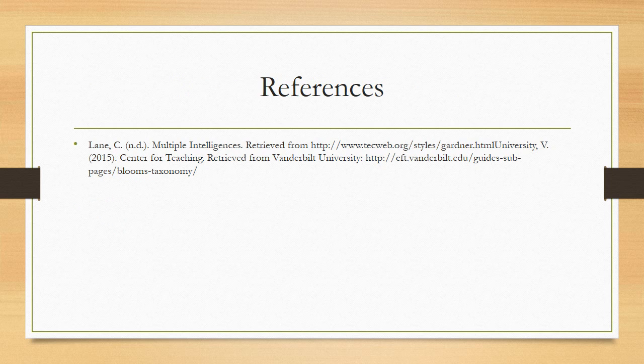This is the end of my lesson over physical activity, both cardio and strength exercises. This reference is where I got the Bloom's taxonomy, as well as Howard's multiple intelligences.